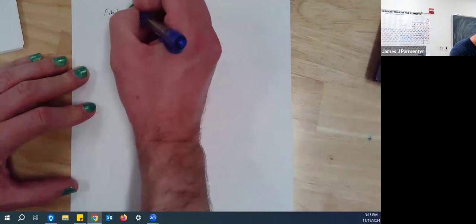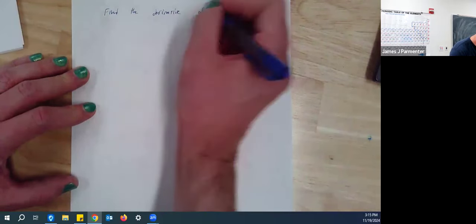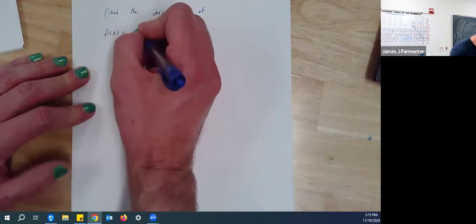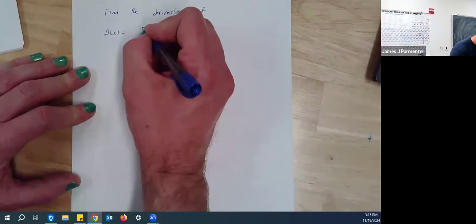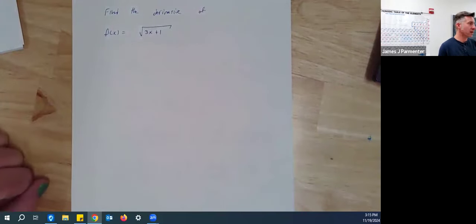Find the derivative of f of x equal to the square root of 3x plus 1, using the limit definition.